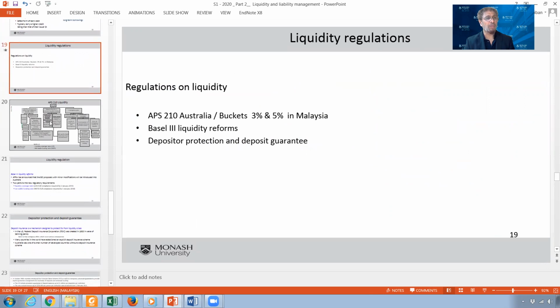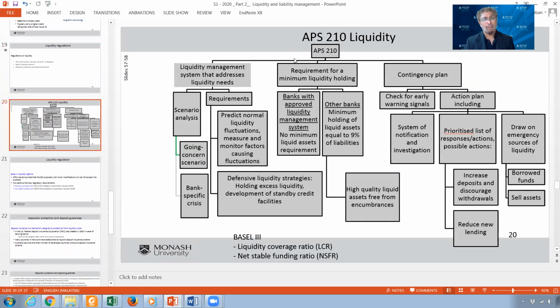And now let me go to the next stage, which is the liquidity regulations. We have this international regulation, which is coming through Basel. Basel requires those LCR and NSFR. You are not required in this class to calculate them, just to know them generally. But we also have in Australia APS 210, and I'm not really interested to test you in regulation at this stage. I just want you to know that in Australia APS 210 governs liquidity.